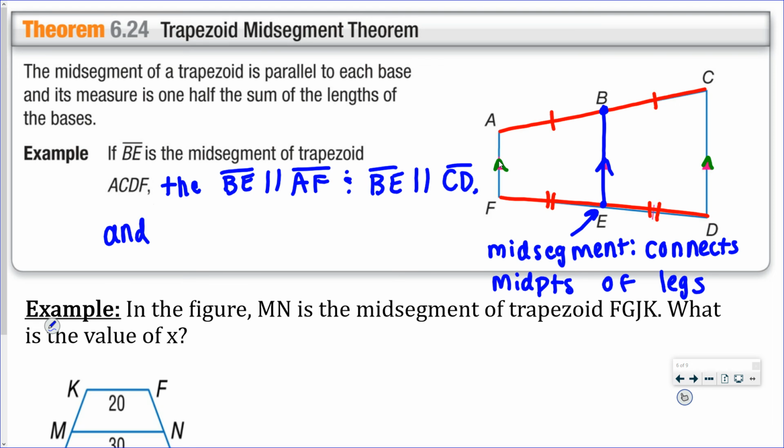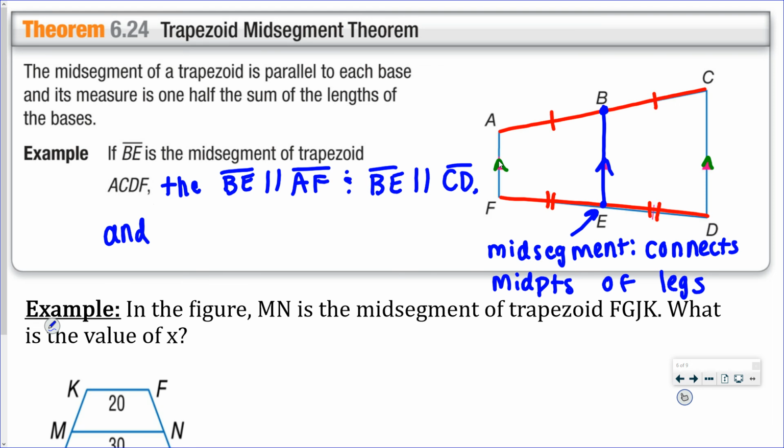The length of the mid-segment is the average of the lengths of the bases. So whatever this length is, plus whatever this length is, how do I calculate the average? I would divide that by 2, and that's going to be the exact distance of the mid-segment.